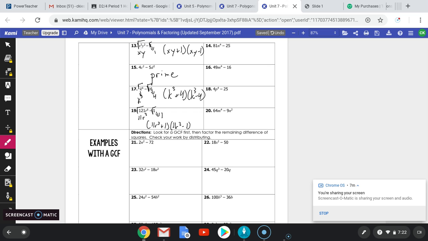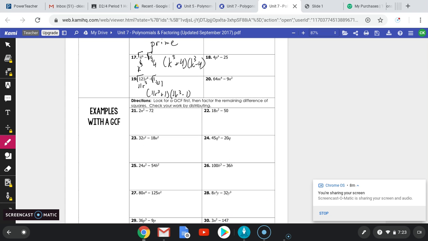All right, so the way that these get harder is you might have to find a GCF first. And that's with any of the factoring I'm going to be doing. You got to look for, is there a GCF? So, if I look, 21, is there a GCF? The answer would be yes. There's a 2 I can factor out.